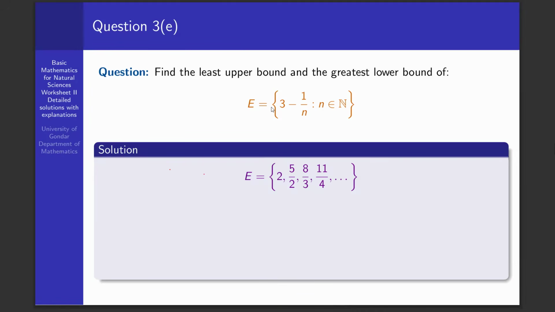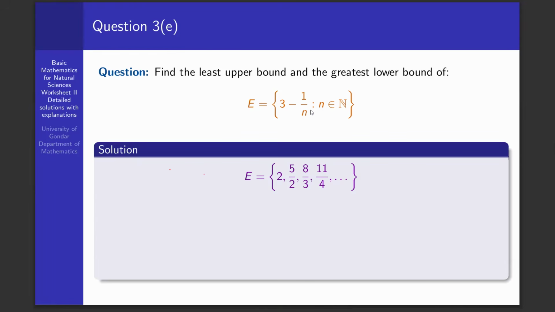First, in order to determine the least upper bound and greatest lower bound of the set, we have to know the property of its elements. When n is taken to be the first natural number, that is 1, 3 minus 1 over 1, or simply 1, gives 2. So that is the first element of this set, set A.